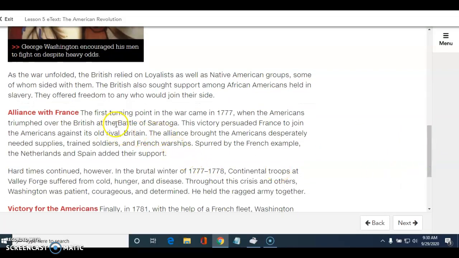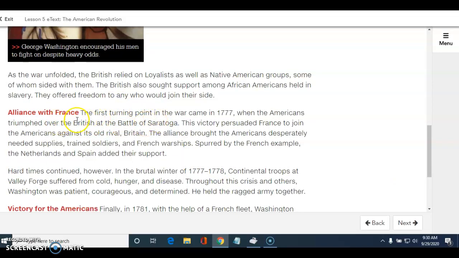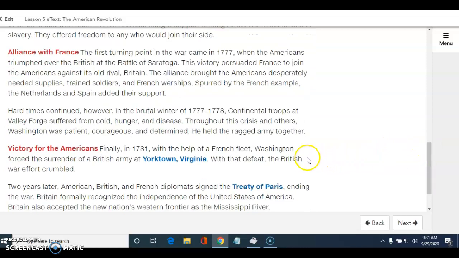Saratoga, we mentioned, we showed a picture of it. This is huge because it leads to the alliance with France. It's a major victory for the Americans, and the French say, hey, our enemy is the British, and these guys can win. We're going to join them. Hard times happen, but Saratoga is kind of a turning point. The war starts to shift. Before, the Americans didn't have a chance, and now it's like, we can win this thing. We talked about the Battle of Yorktown.